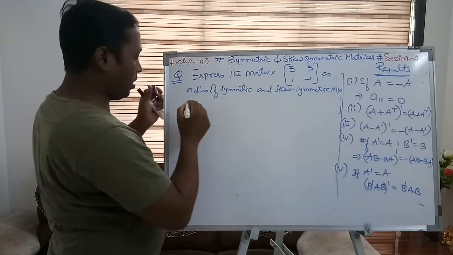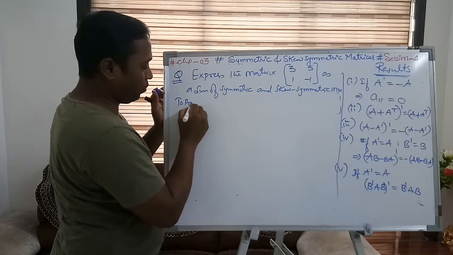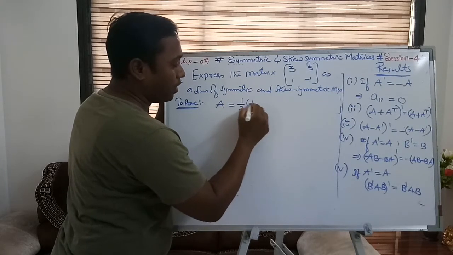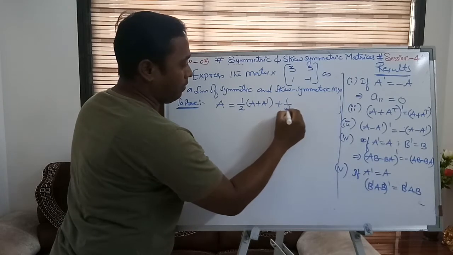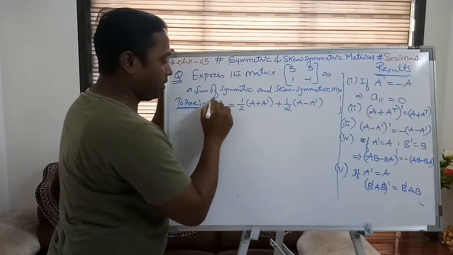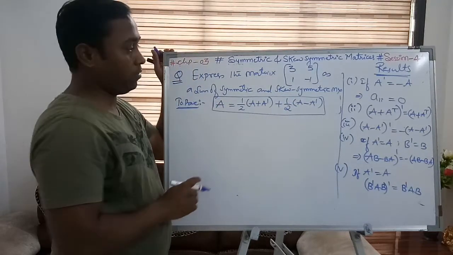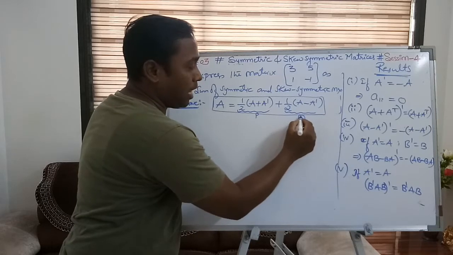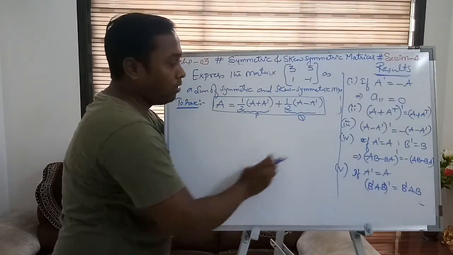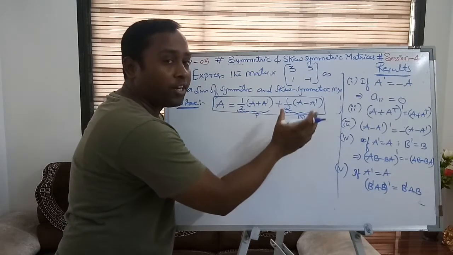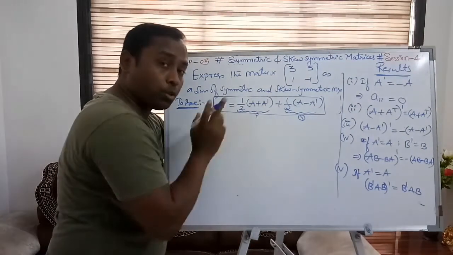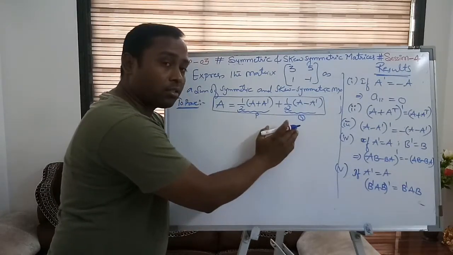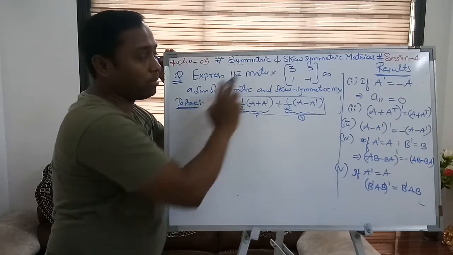First, I am writing what I have to prove. I have to prove A as half of A plus A dash plus half of A minus A dash. This is what I have to prove. I am taking this operation as P, this operation as Q. First I will find the P matrix and the Q matrix separately. Then I will prove that P is symmetric, Q is skew symmetric. Then by adding these two results, I will prove the sum is A, that is the given matrix.